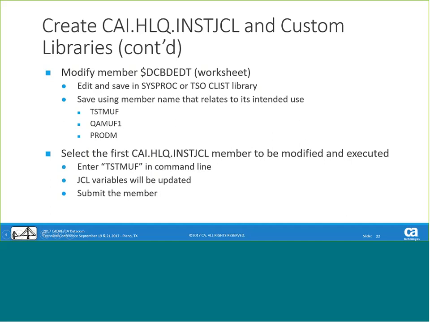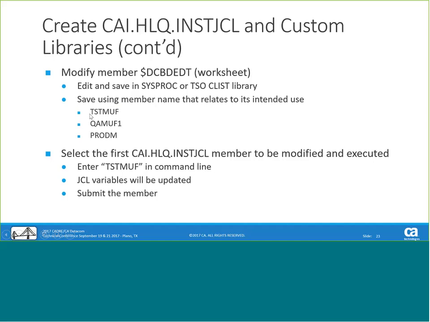In the case of the INSTL JCL, the member that does the edits is called $DCB EDT. Anyway, it's got the worksheet, edit and save, and sysproc. Use your worksheet to modify it, Sysproc or TSLC list, etc. You can save it using a member name that relates to its use. That way it's easy if you refer back to it.